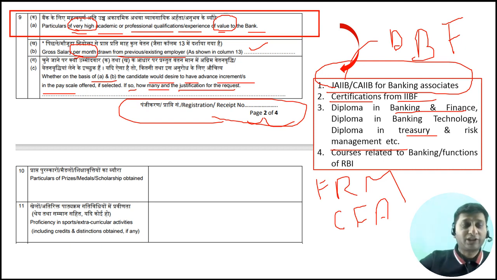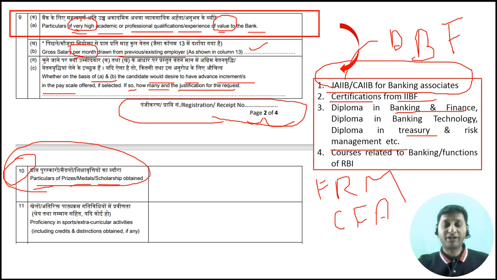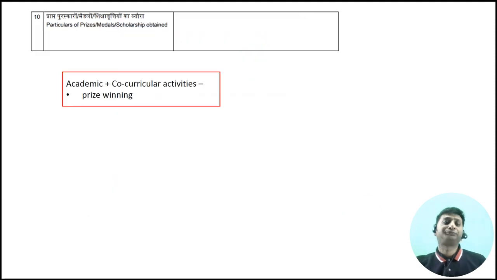Then coming on to the next point, number 10. I am sure that there would be a question asked from this in your interview. Particulars of prizes, medals, and scholarships obtained. I would like to address this in a bit of detail because this is very, very important, and most people have doubts in this area when they are filling the biodata form.